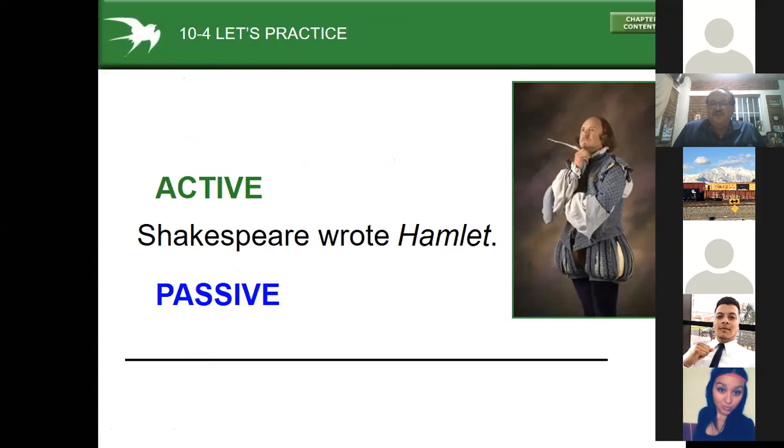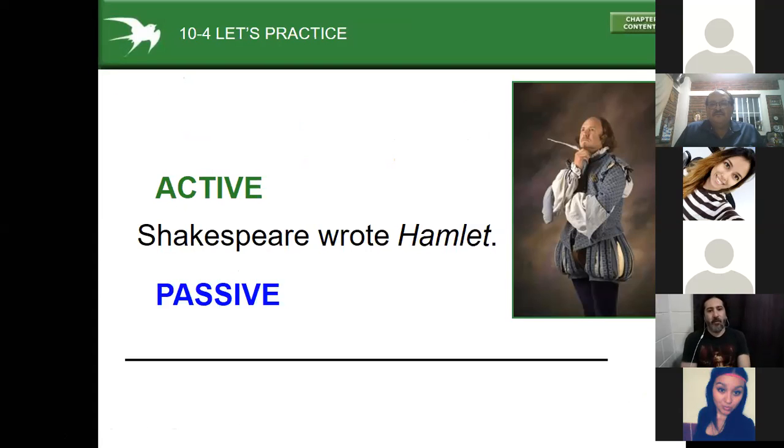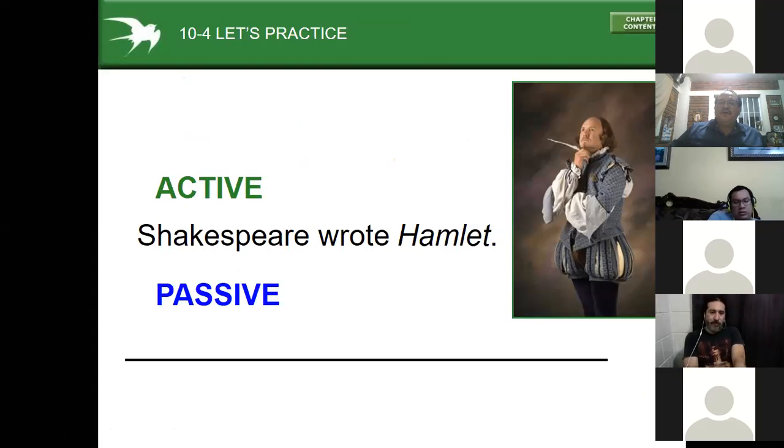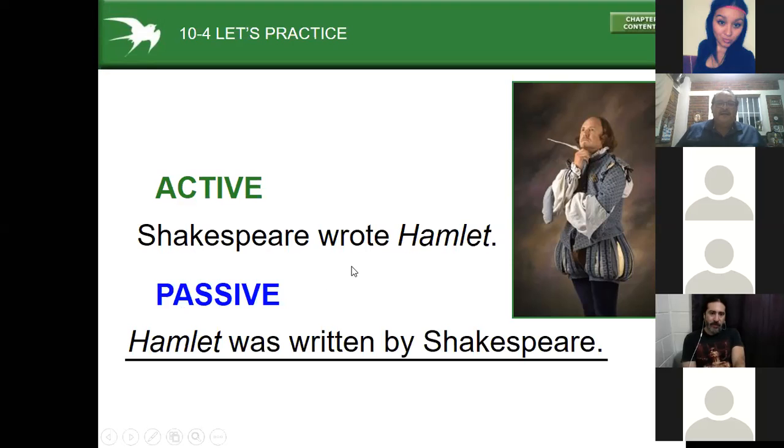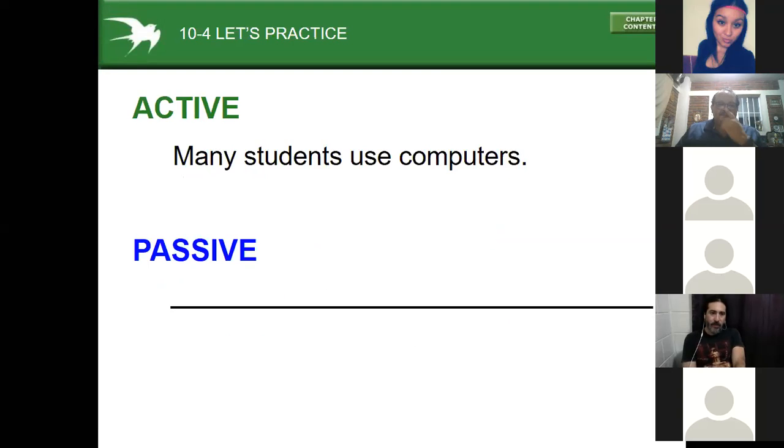Let's practice a little bit more, three or four more, and then we go back. Say active: Shakespeare wrote Hamlet. Passive form: Hamlet was written by Shakespeare. Yes, good. Hamlet was written by Shakespeare. Very good. Excellent. Next: Many students use computers.